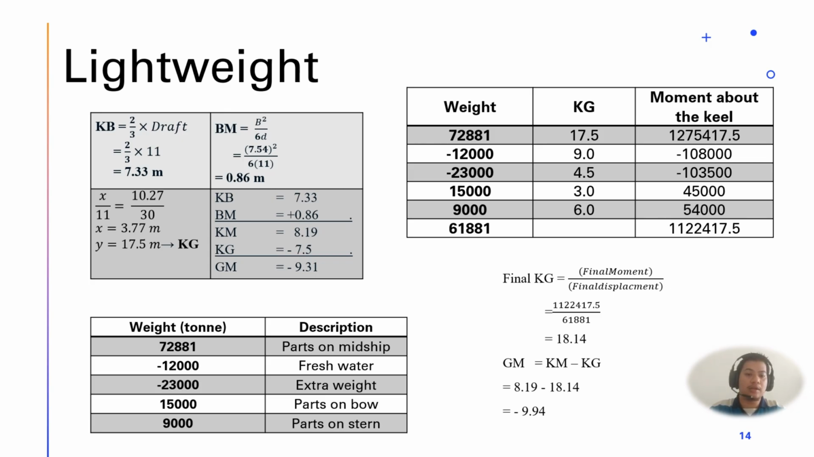The GM is calculated as negative 9.31, and the weight of the lightship is found to be 71881 tons. Assuming additional weight, the total weight becomes 72881 tons, with a moment about the keel of 1195417.5. After dividing the final moment by the final displacement, we find the final KG to be 18.14, resulting in the final GM of negative 9.94.